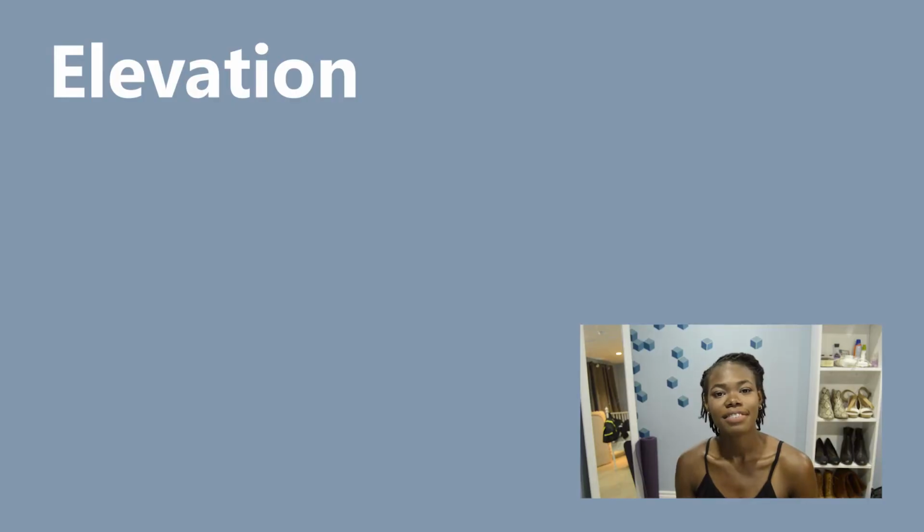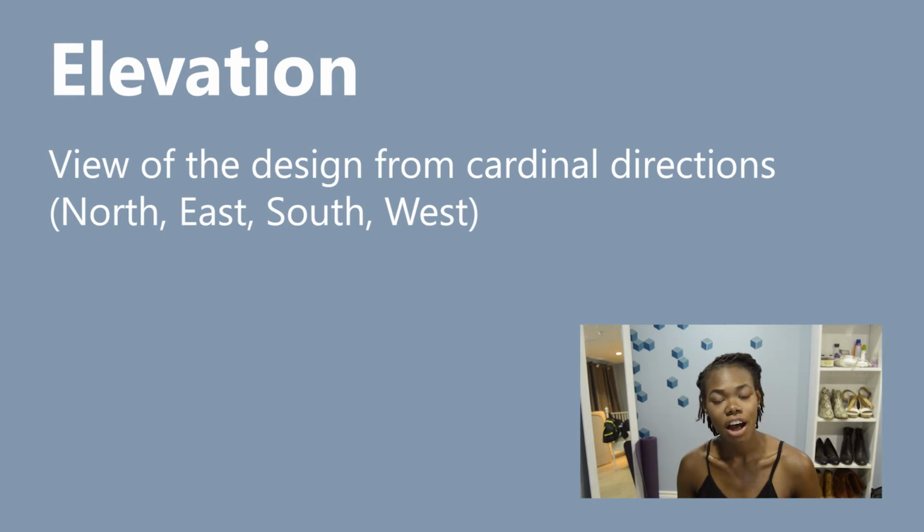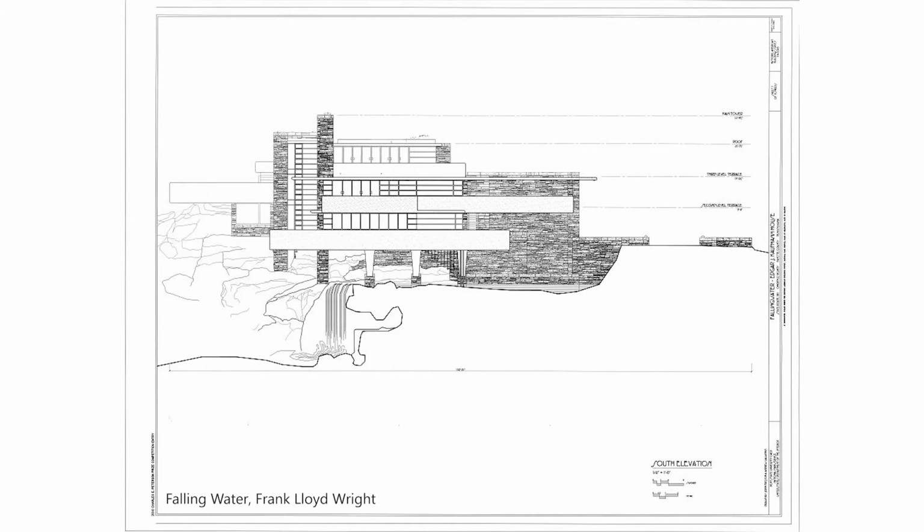Don't make that mistake. An elevation is a frontal view of your design from the cardinal directions, so north, east, south, or west, that is supposed to show how your building size relates to the surroundings, and also things like your envelope design and where your entrances and exits are.